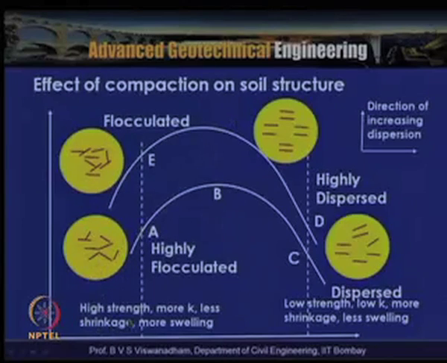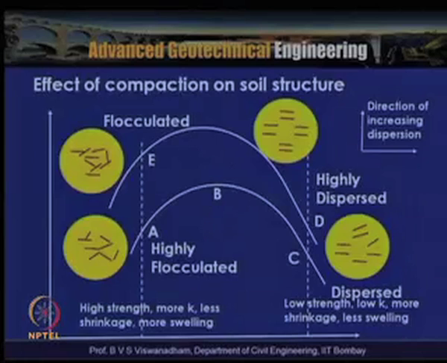So, at point A, the soil structure or fabric is highly flocculated in nature, and it has high strength and higher permeability and less shrinkage and more swelling. As we traverse from A to B, the particles undergo rotation, and then at point C, the soil solids have been replaced by more water. Hence, low strength and low permeability and more shrinkage and less swelling.